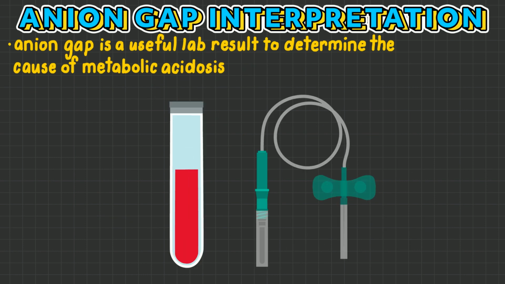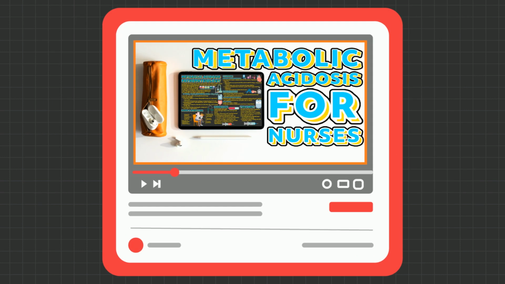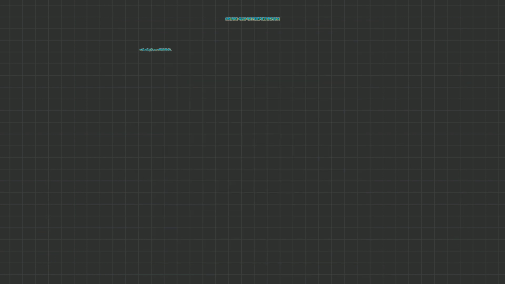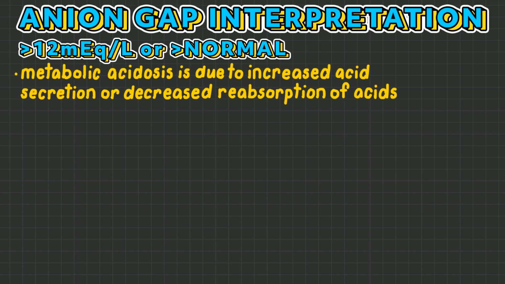Anion gap is a useful lab result to determine the cause of metabolic acidosis. If you want to learn more about metabolic acidosis, then click the link on screen or in the description down below. If anion gap is greater than 12 milliequivalents per liter or greater than normal, it indicates metabolic acidosis is due to increased acid secretion or decreased reabsorption of acids.